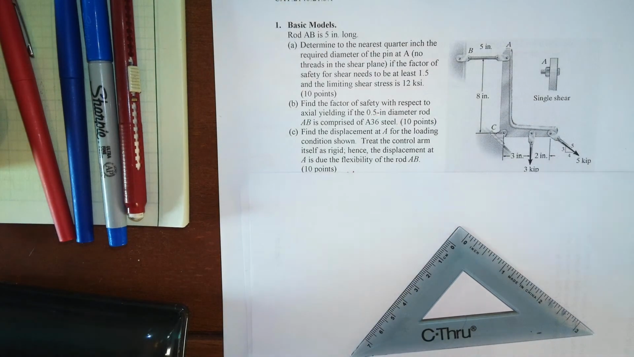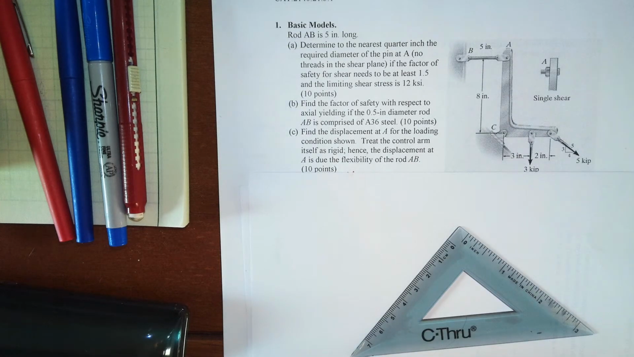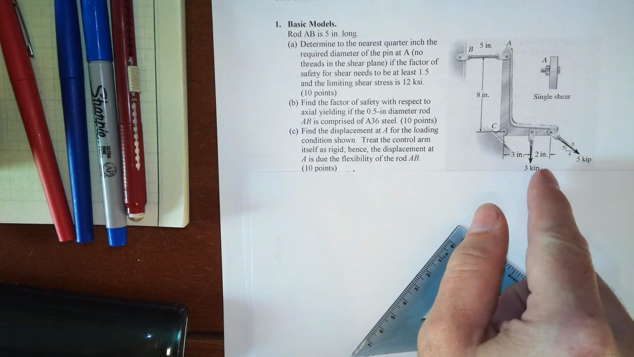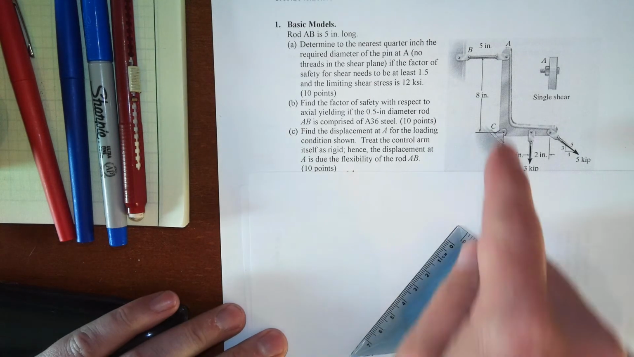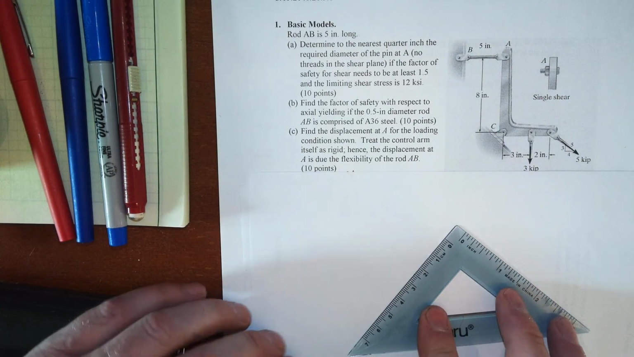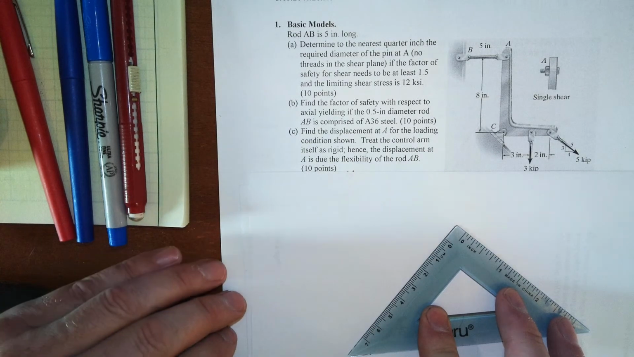On this item, we have a control arm that has a flexible rod that prevents this from rotating about our pin support at C. And we've got two different applied loads. Part A asks us to design the pin that is the connector of the flexible rod that's up here at point A, and then to select what that diameter would be to the nearest 1/4 inch.